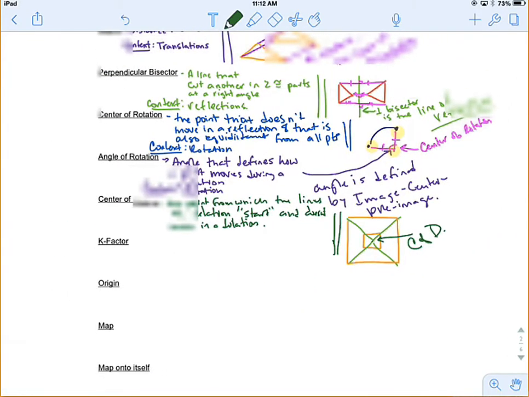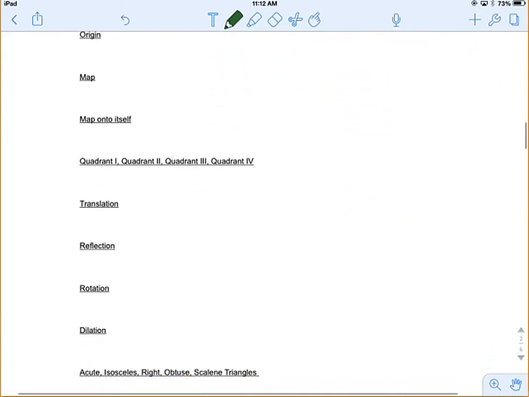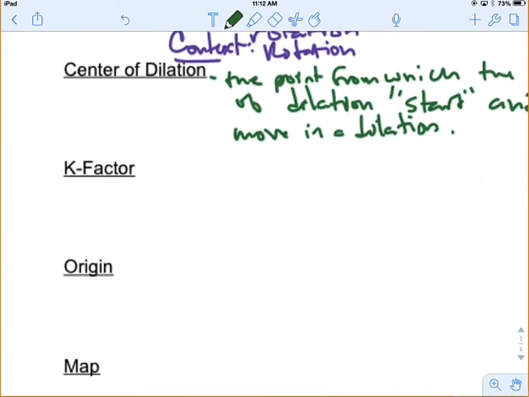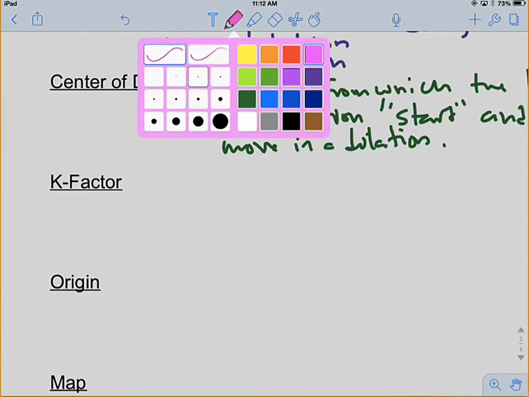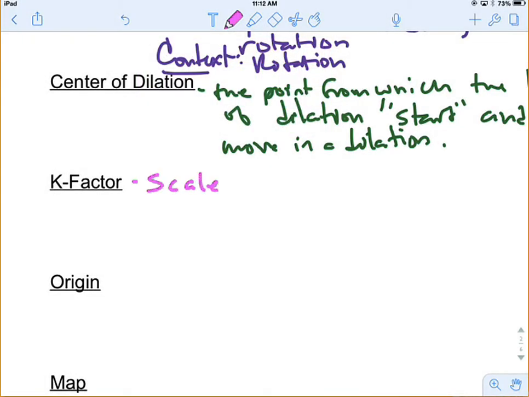All right. So we have quite a bit more to go, so please bear with me. I'm sorry it's getting kind of long, but that's how this is. K factor. The K factor is the scale factor in a dilation. In other words, it's how many times bigger or smaller.